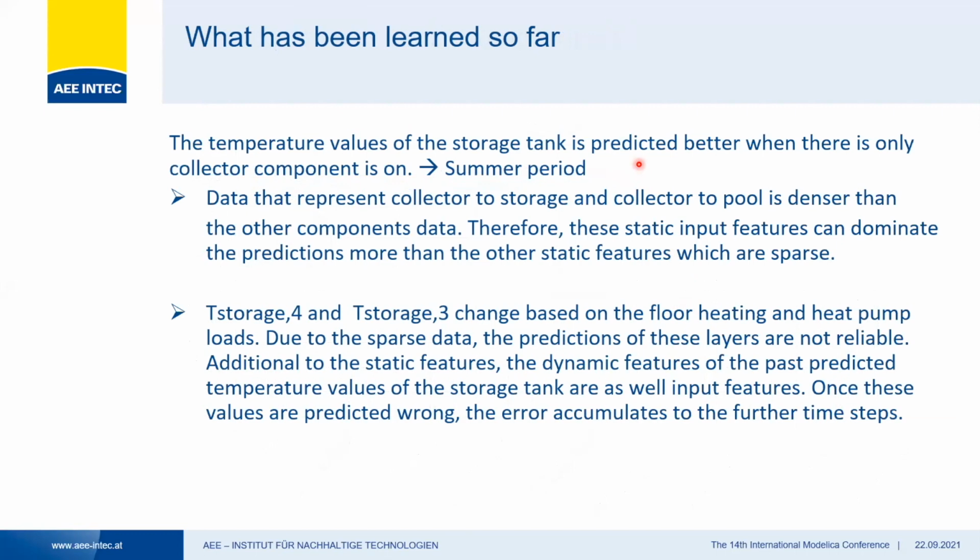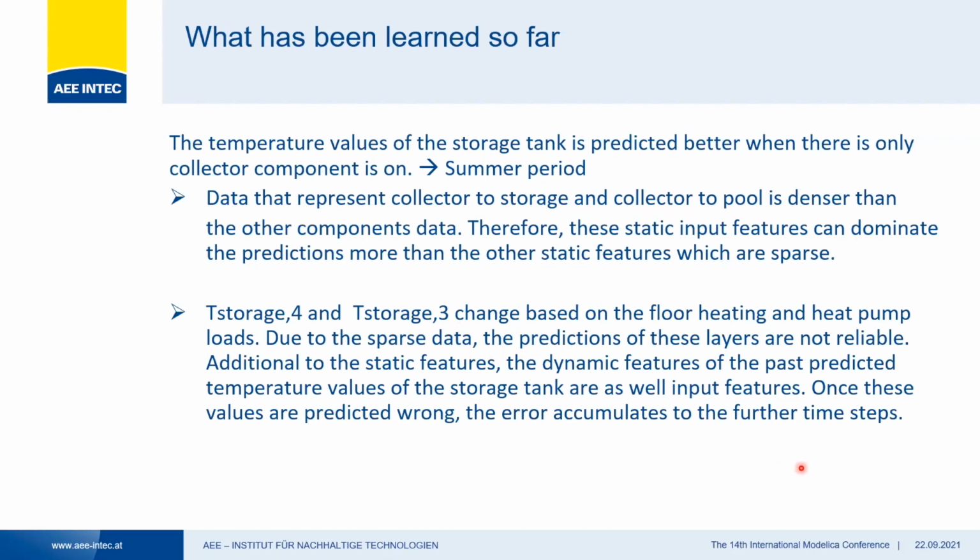We came up with the finding that the data representing the collector to storage or the collector to pool is denser than the other components' data. Therefore, the static features dominate the prediction more than the other static features, which are sparse. And we mentioned from the metrics that the 4th and the 3rd layers of the temperature were the worst, because the floor heating and heat pumps are the ones that change this temperature distribution. Again, we think that due to the sparse data, the prediction of these layers is not reliable.